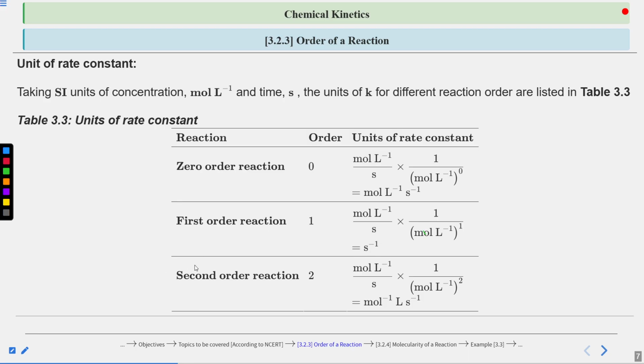The next reaction is a second order reaction, whose order is 2, and the units of rate constant in this case are mole liter inverse per second, which is the rate unit, multiplied by 1 upon the concentration unit to the power 2, that is square, because it is a second order reaction. That means the sum of the powers of reactants is 2. Now when you solve this, it equals mole inverse liter second inverse. So this is the unit of rate constant for the second order reaction.